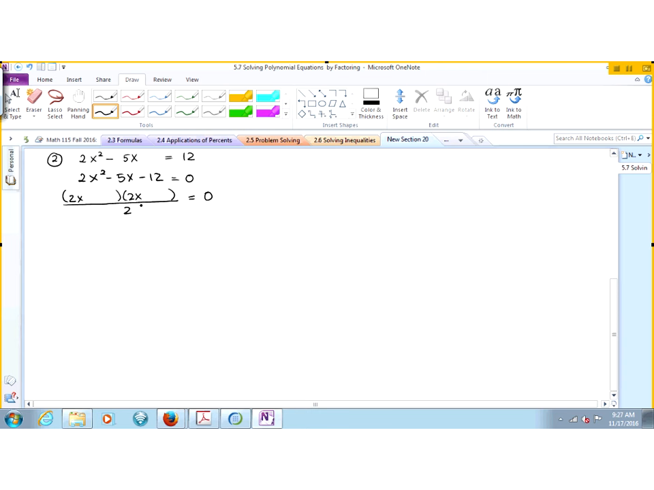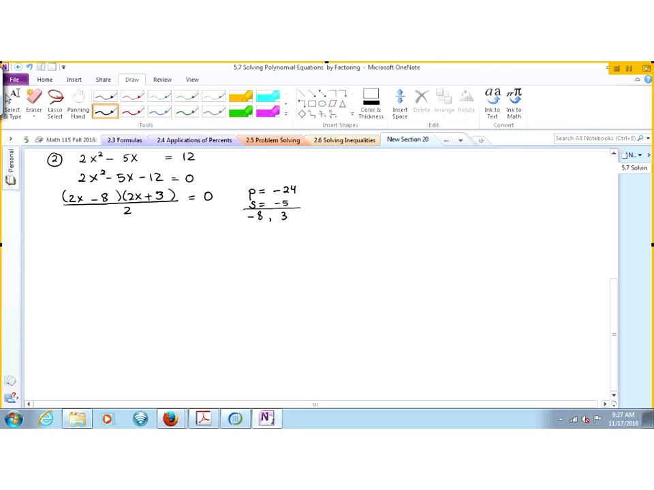2x squared divided by 2. Yes. All right, so 2x squared divided by 2. Okay, so we have to find two numbers. What's the product equal to? AC. So what is AC? Negative 24. What is the sum equal to? Negative 5. So what are the two numbers? Actually, negative 8 and 3, right?